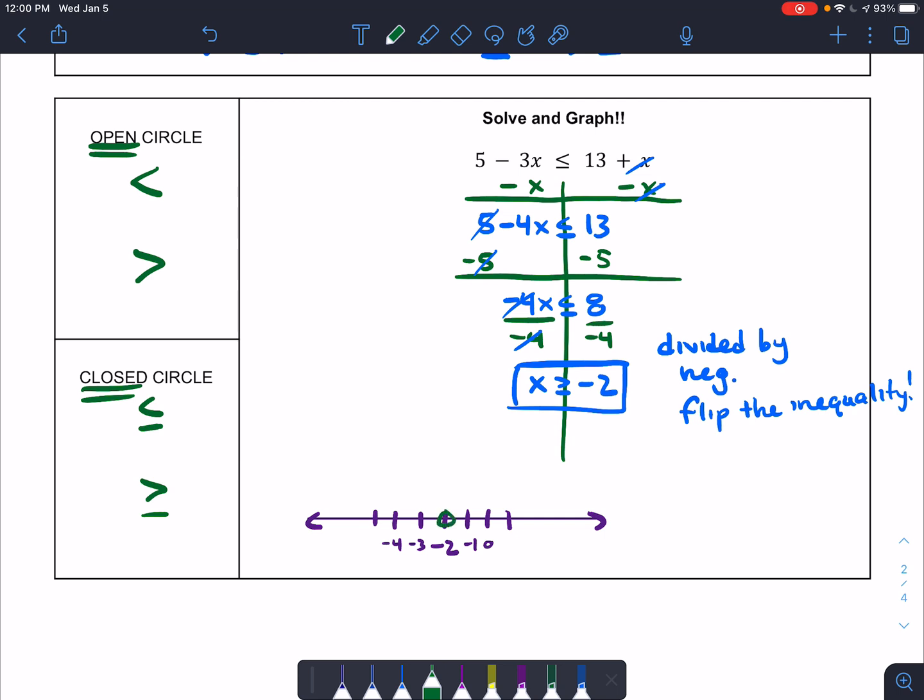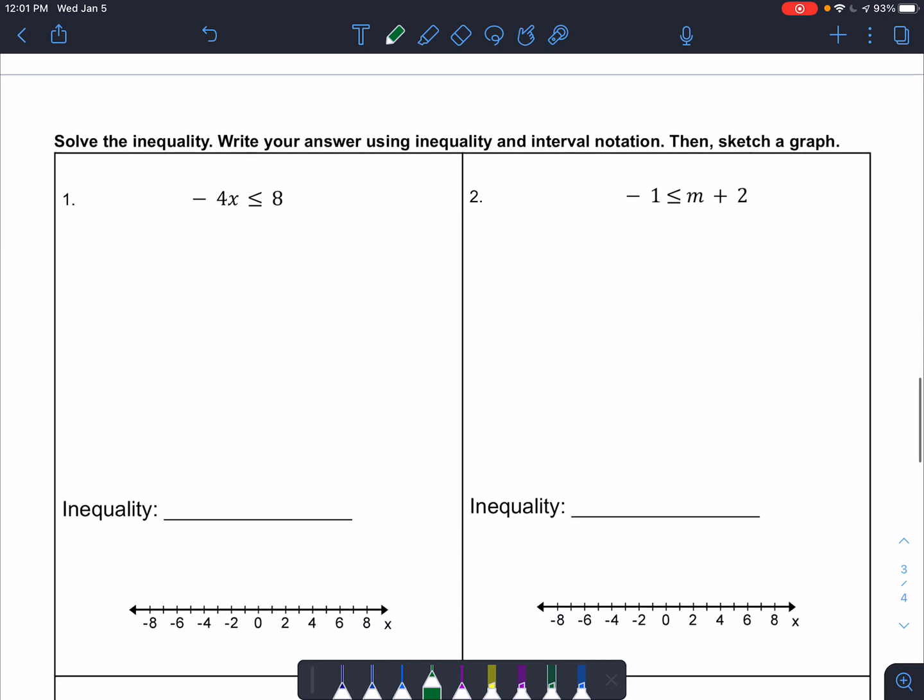Because it is greater than or equal to, I know that I'm going to use a closed circle, and I am going to shade to the right. Why is that? Because it was greater than or equal to. So it can be negative 2, or it can be anything greater than it. Okay, let's get to work. Let's do some practice problems.